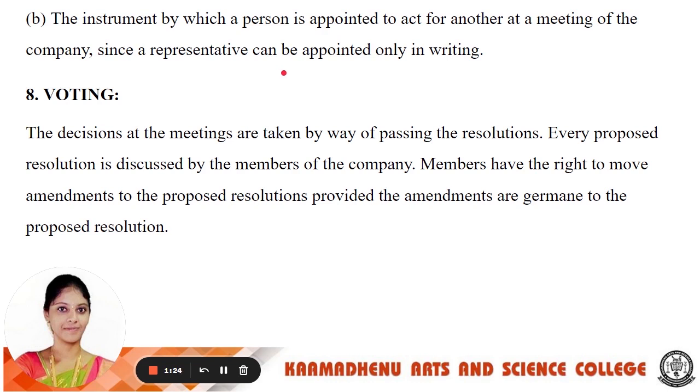The next one is voting. The decisions at the meetings are taken by way of passing resolutions. Every proposed resolution is discussed by the members of the company. Members have the right to move an amendment to the proposed resolution, provided the amendment is within the scope of the proposed resolution.